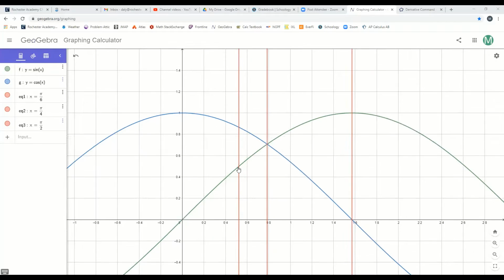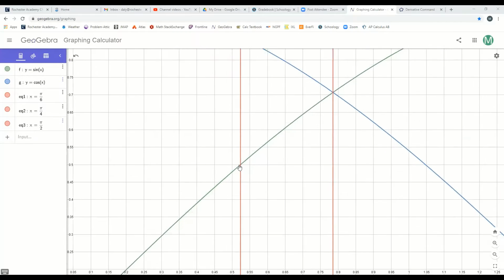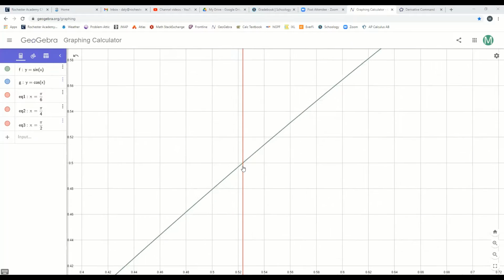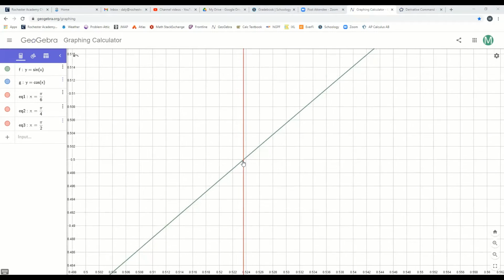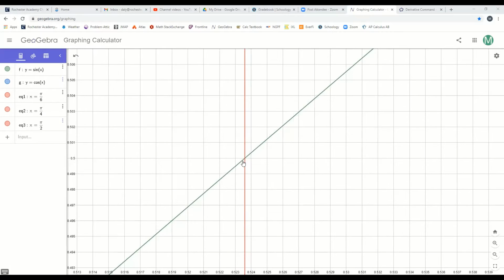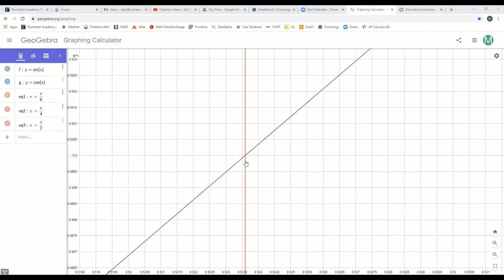So I'm going to zoom in on this red line. And ideally, I'd like to do it in such a way that I can get it to pretty close to a grid line. So that's fine. So the value of sine of x is right there, it's 0.5.